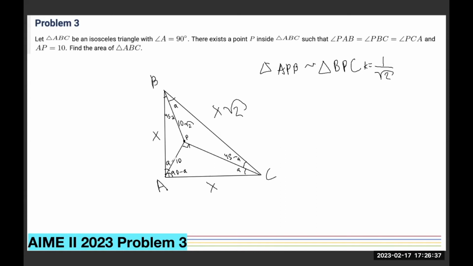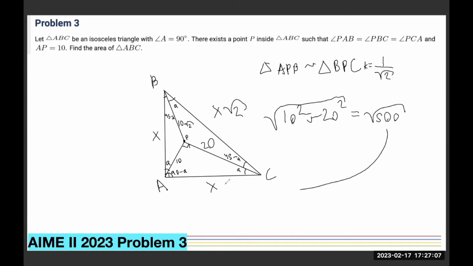Furthermore, by repeating the same steps, but this time by considering BP as a part of APB and then mapping it to the respective side length of BPC, which in this case is PC, we end up multiplying it by root 2 again, and we end up with 20. And now we use the other part, the right triangle. If we use our 10 and our 20 and the Pythagorean theorem, we actually get the square root of 500. And that's what x equals.